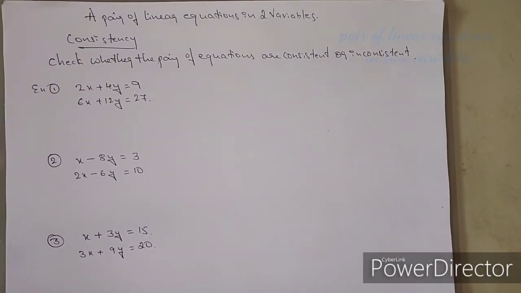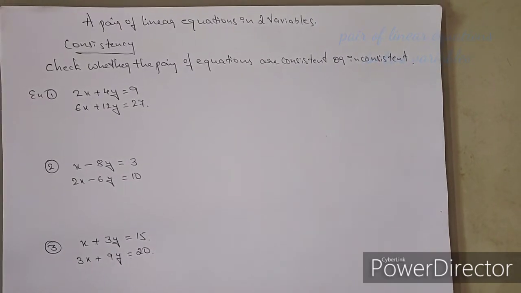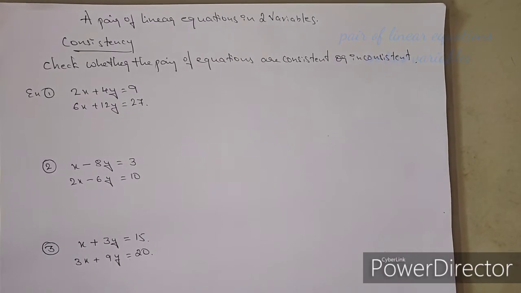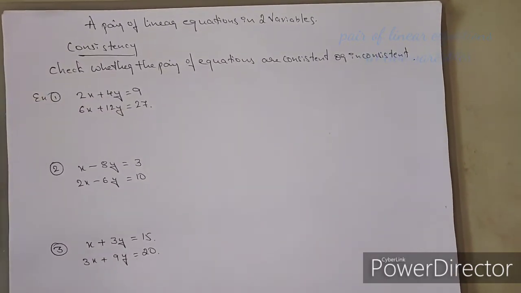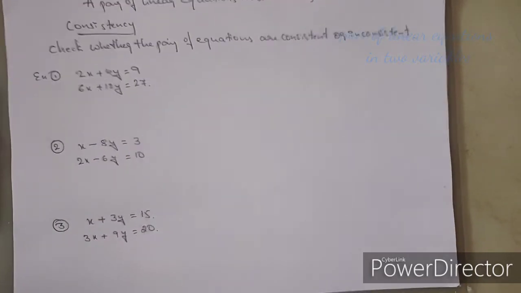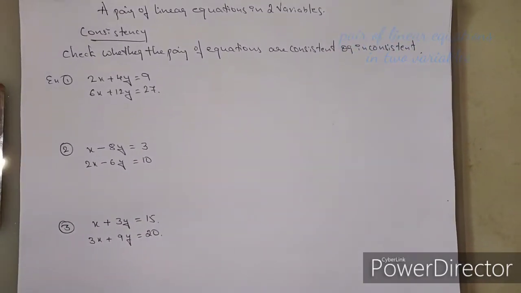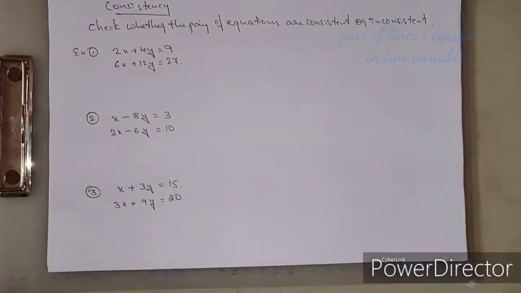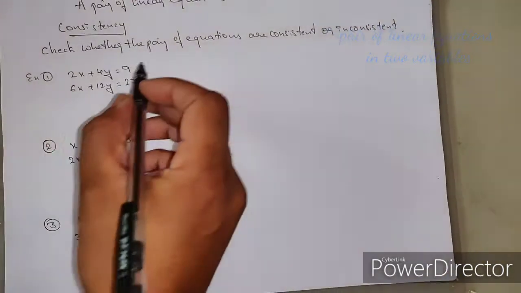So we have a new term here called consistency. How to check whether they are consistent or inconsistent? Let us take three examples. I have written three pairs of equations and let us check whether they are consistent or inconsistent. So let us write them in the standard form.